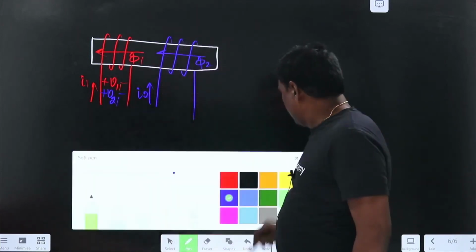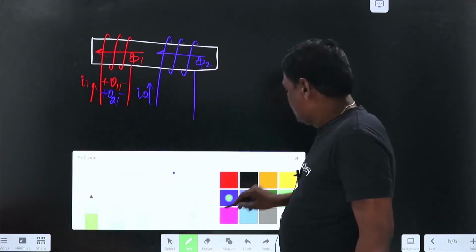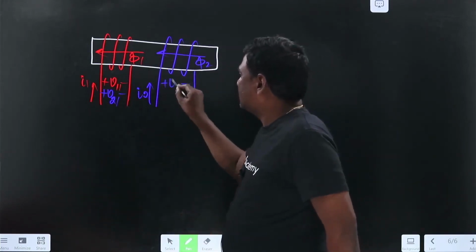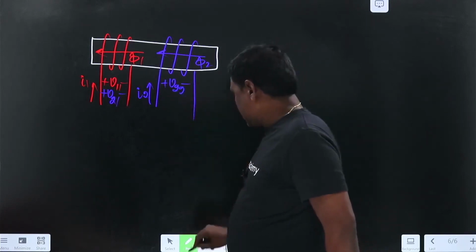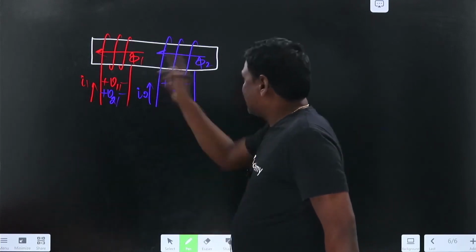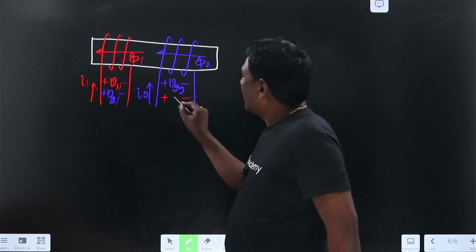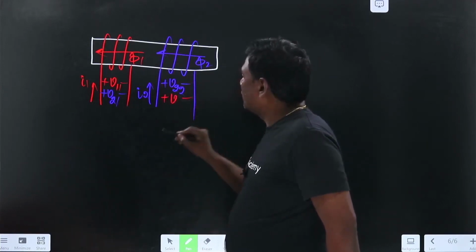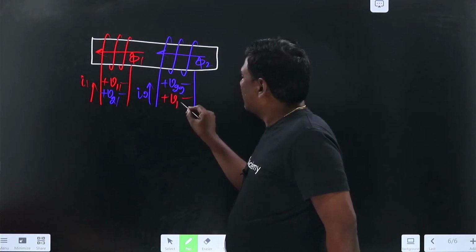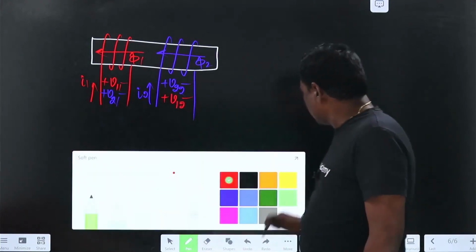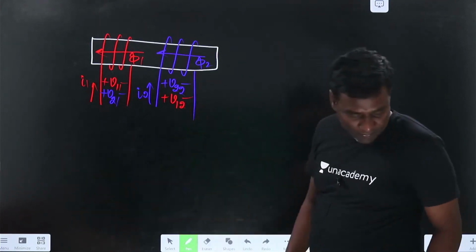Okay, now let me think of blue. With blue, current is entering here, so plus here, minus here, this is self, and because of red the net flux is increasing, so plus minus, the net induced voltage should increase, and this is going to be the induced voltage because of 1 in 2. Now, how do the dots have to be placed?